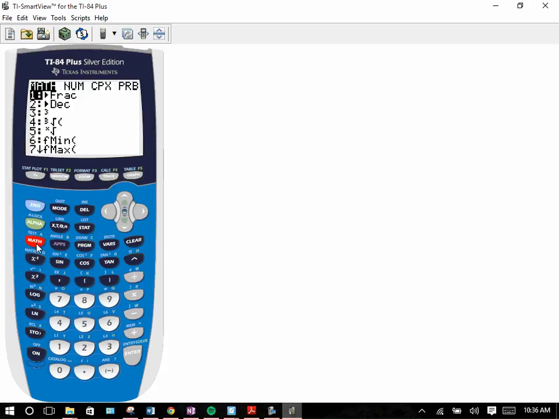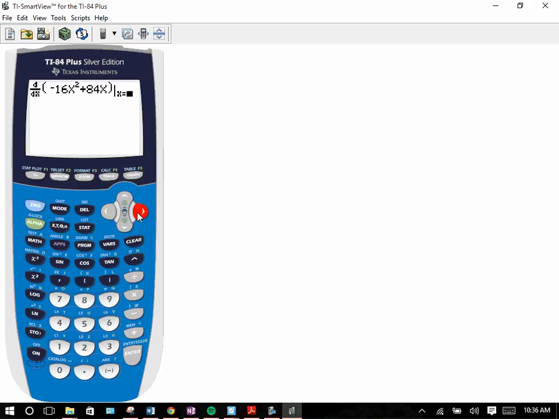I want to find the first derivative of the position function. I'm given the position function. I want to find the first derivative at x equals, or in this case, t equals 1.25. So up here, I type in my position function: negative 16x squared plus 84x. The x is the t representation.